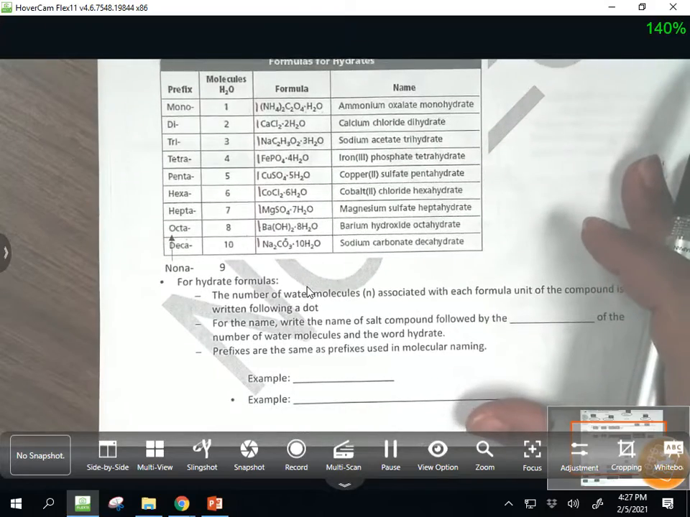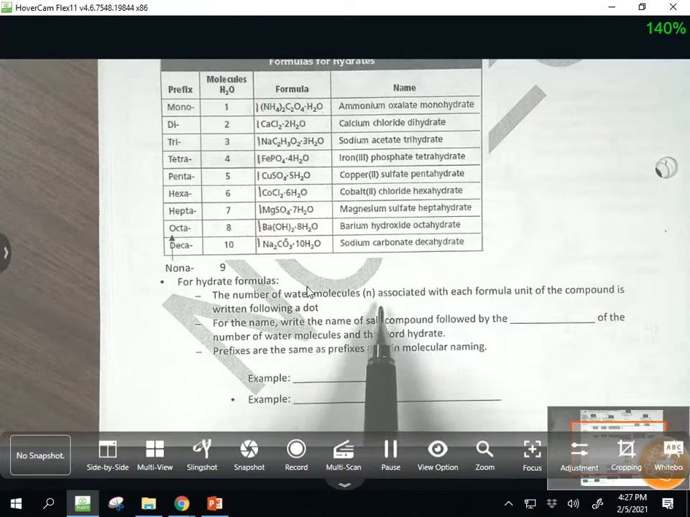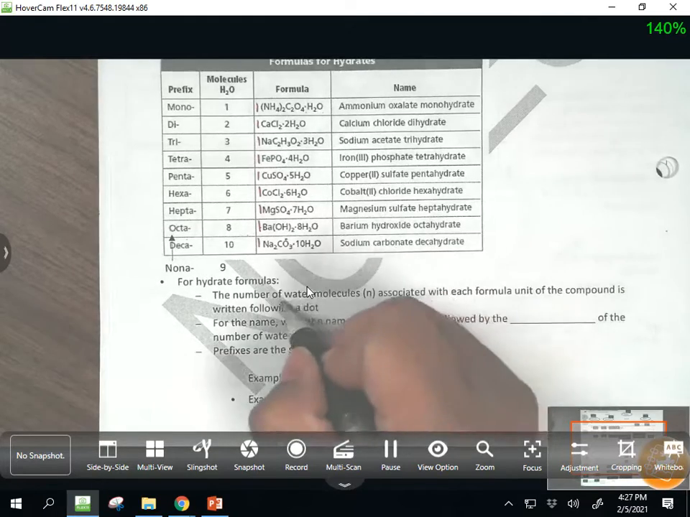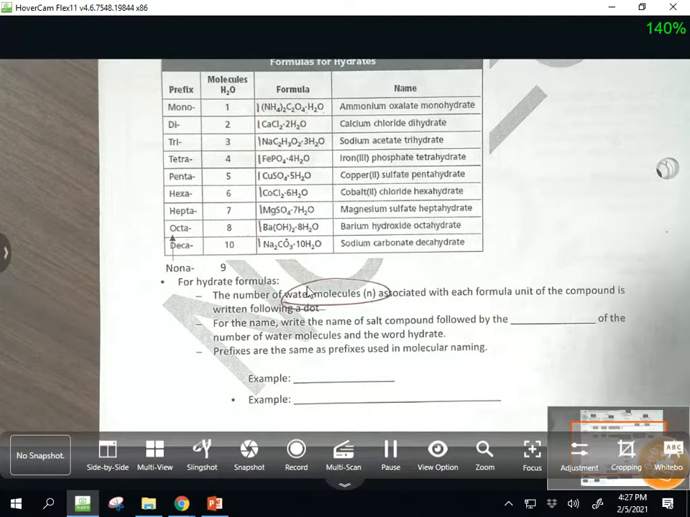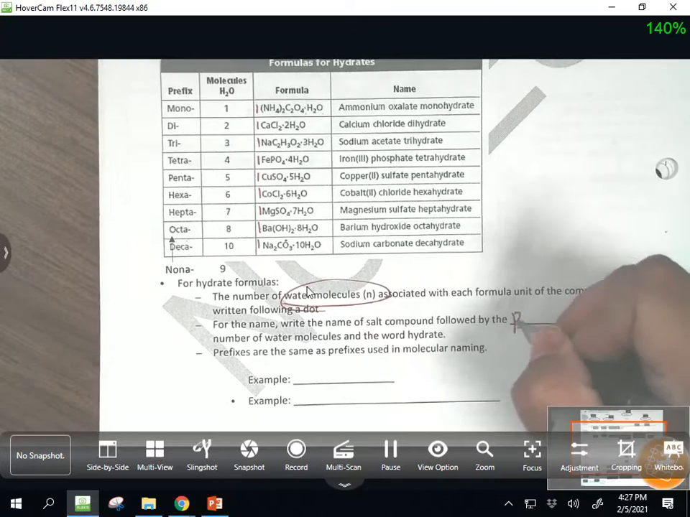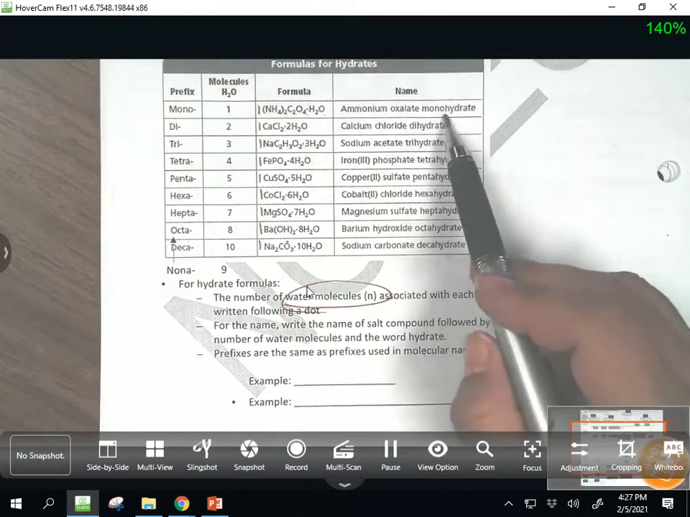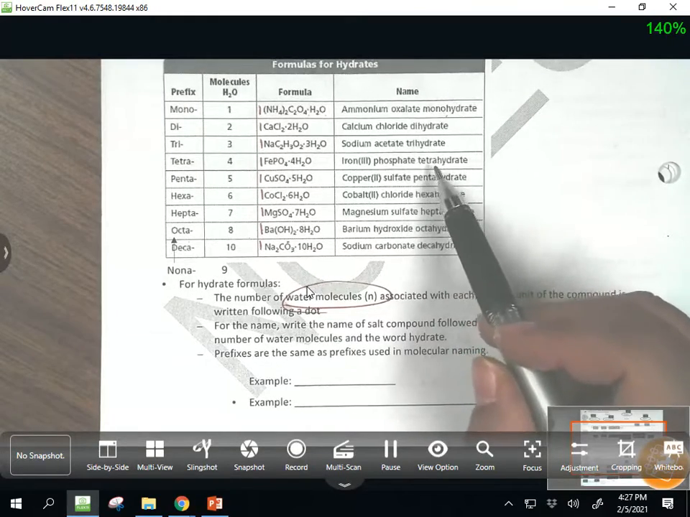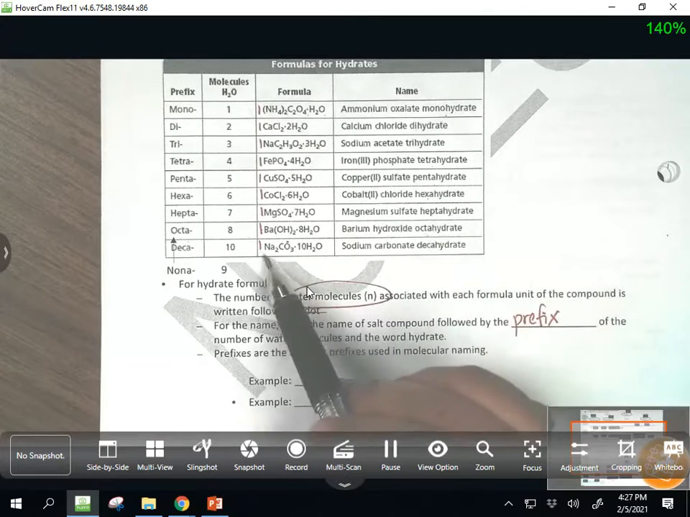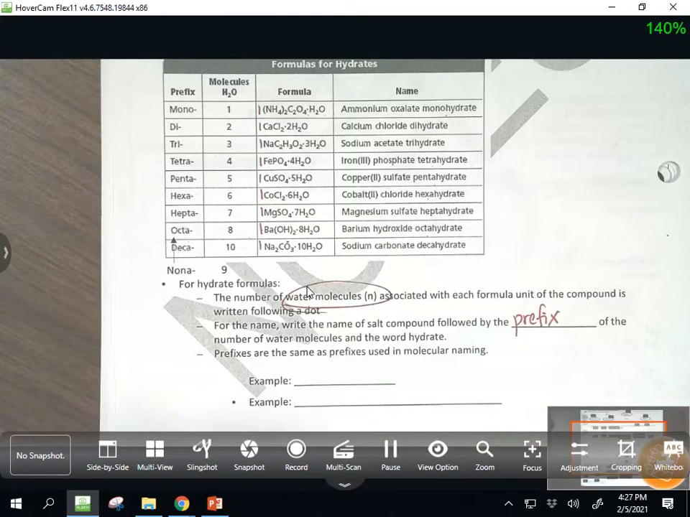So how do I name them? And how do I write formulas? For hydrate formulas, the number of water molecules, N, is something you've got to know. We express the water molecules by the letter N, associated with each formula unit of a compound, written following a dot. For the name, you write the name of the salt compound followed by the prefix of the number of water molecules and the word hydrate. So 1 is mono, 2 is di, 3 tri, 4 tetra, 5 penta, hexa, hepta, octa, 9 is nona, 10 is deca, just like the Greek prefixes in molecular nomenclature.